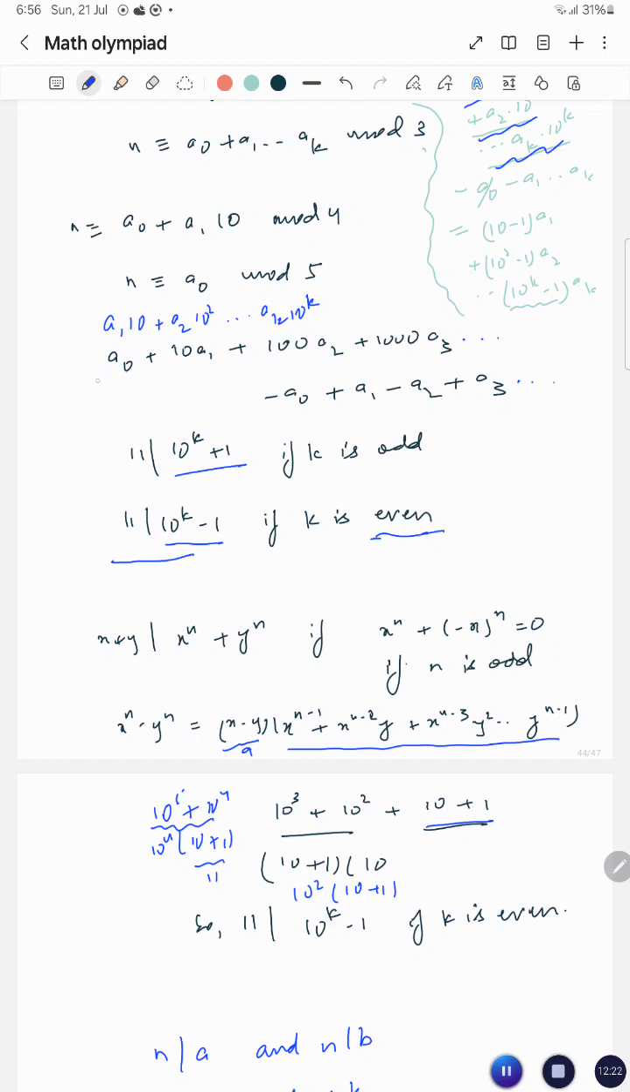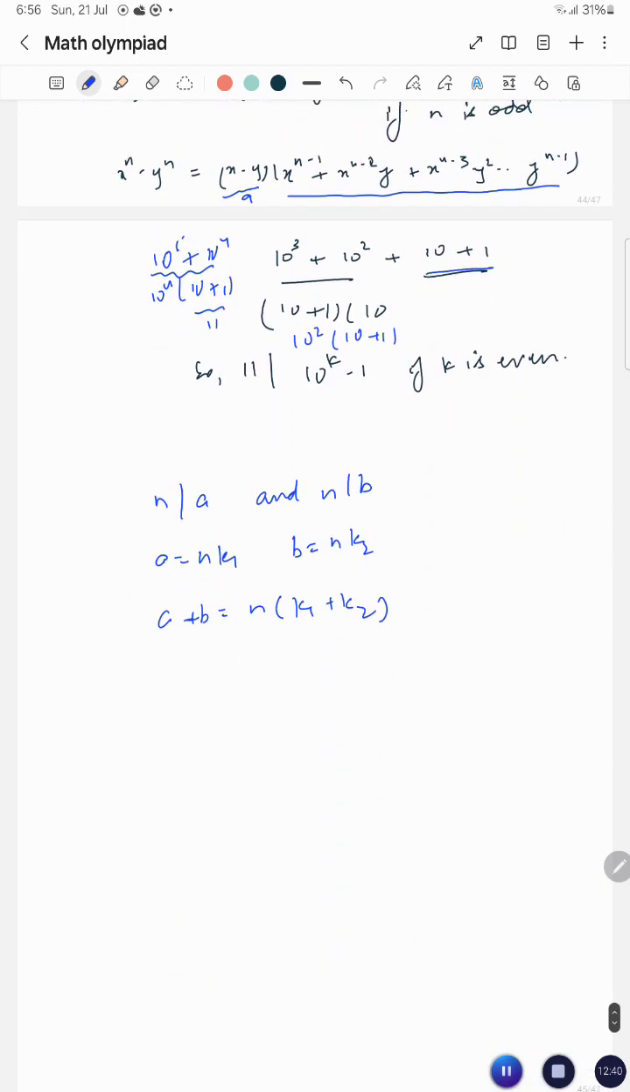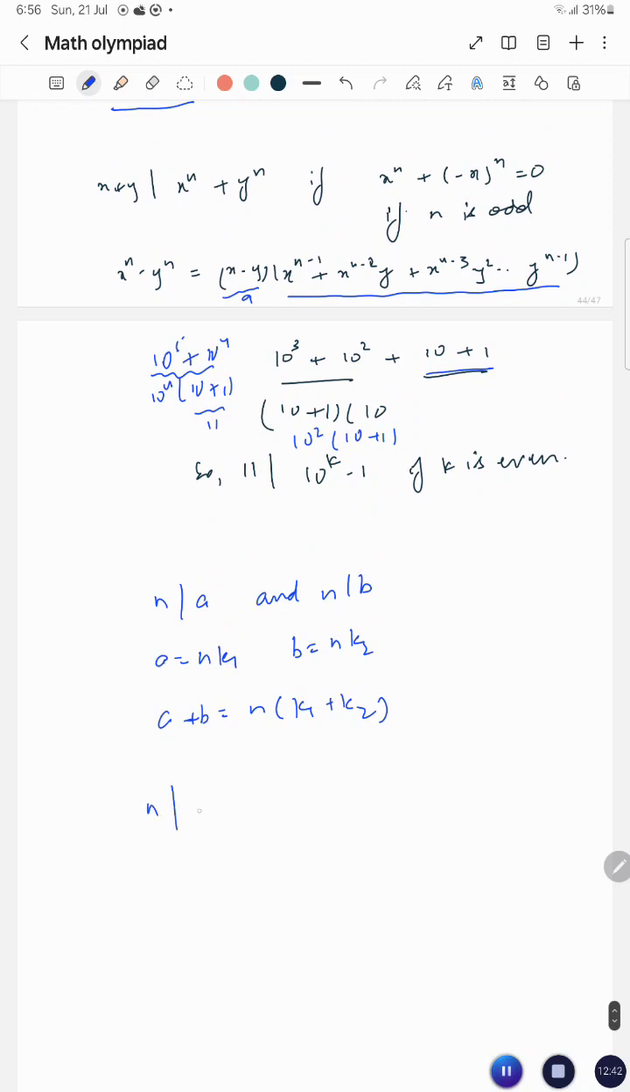So if 11 divides this expression, and if 11 were to divide this one, then 11 has to divide this, because if n divides a plus b and n divides a, with a plus b equal to nk1 and a equal to nk2, then b is equal to nk1 minus nk2, which implies n divides b.